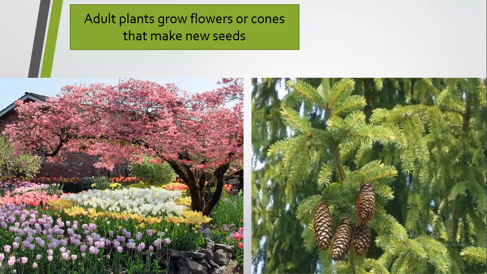First, we have the seed. It will sprout with the proper conditions. It will become a seedling. A seedling will grow more stems, more leaves. It will become a young tree, a young plant. Then it will become an adult plant. Now, adult plants grow flowers, as you can see in this picture, or cones, as you can see in this picture. Flowers or cones, and they make seeds then.